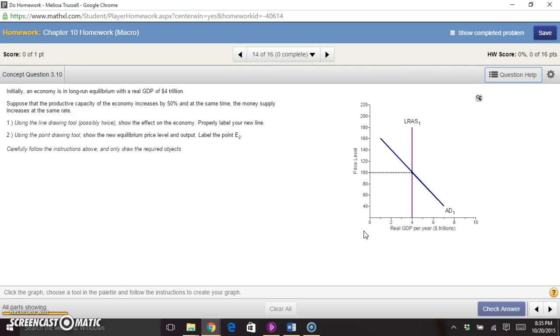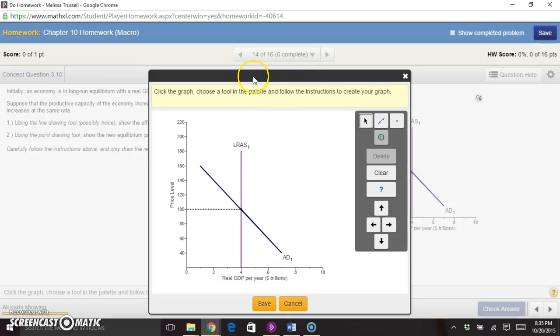So we're told here that we have an economy in long-run equilibrium with a real GDP of $4 trillion. And we're to suppose that the productive capacity of the economy increases by 50%, and at the same time the money supply increases at the same rate. And we're to use the drawing tool, possibly twice, to show the effect on the economy and label the new line. And then after that, use the point drawing tool to show the new equilibrium price level and output, and label that E2. So I'm going to magnify our graph here so we can look at it more closely.